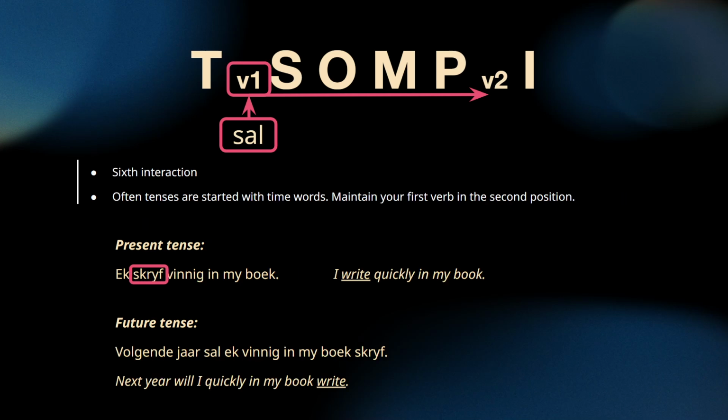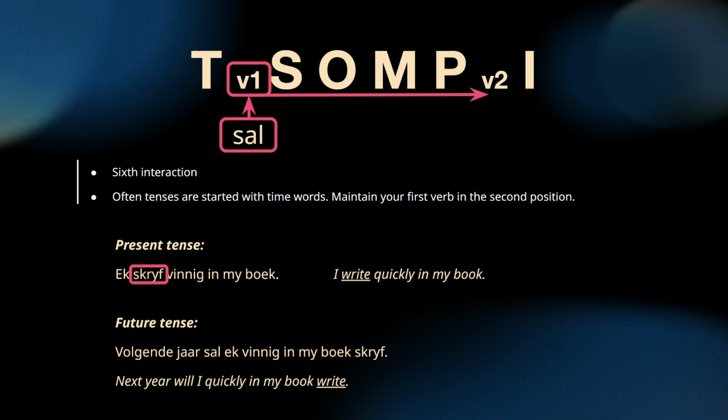All right, let's take a look at a sixth interaction. Often tenses are started with time words, and this is going to be very, very common. So we need to maintain our first verb in the second position in our sentence. What I mean by this is when we start a sentence with our time, we need to also keep our first verb, sal, in that position. So let's take a look.